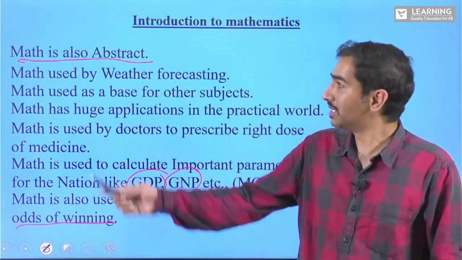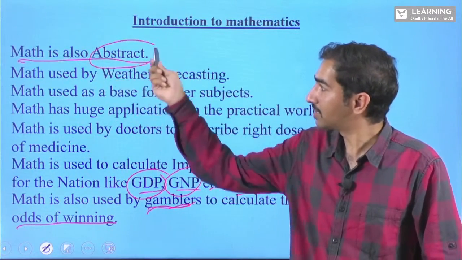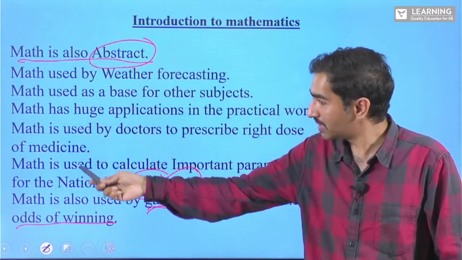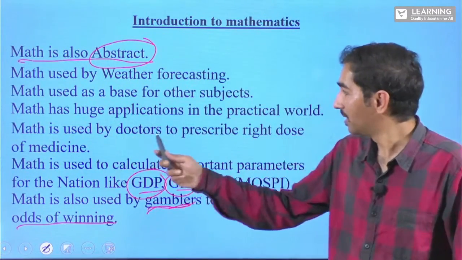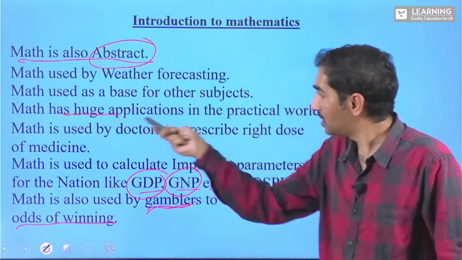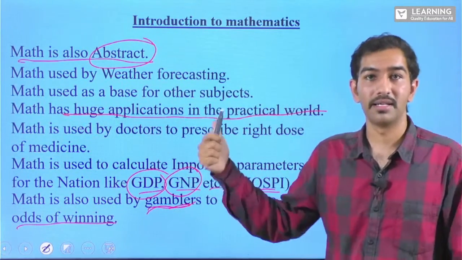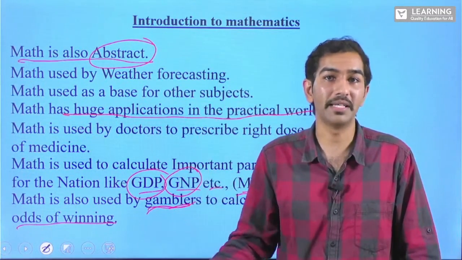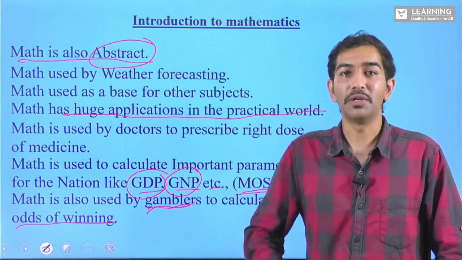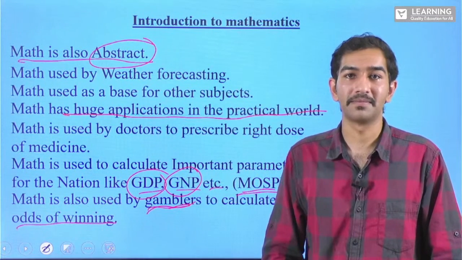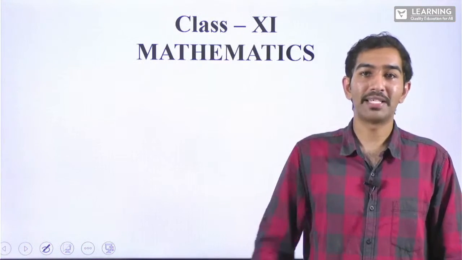Understood? So even though math is abstract, its idea is used in all these applications successfully. For example, it has huge applications in the practical world. Examples were Burj Khalifa and the Three Gorges Dam in China. So now let us get into your particular class topics.